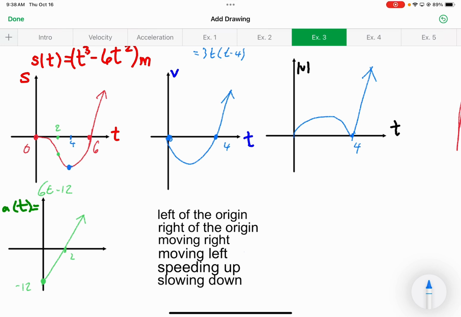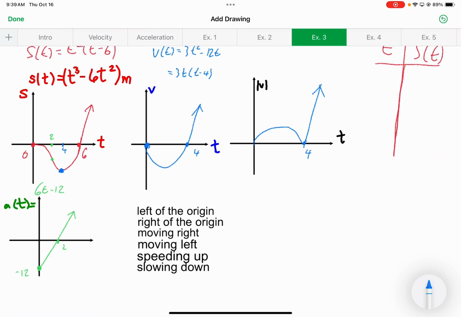That would be my min, right? That would be where my velocity changes sign, which would be where my particle changes direction, okay? All right, so then this is going to be our min. Now let's answer some questions, and then we will draw our graph, draw the path on a number line.